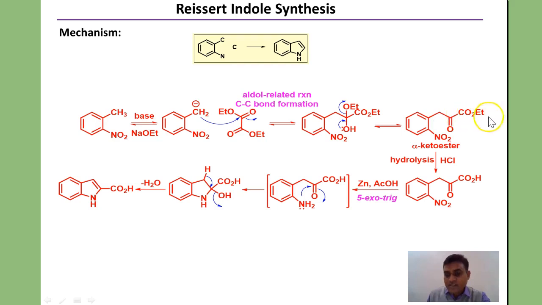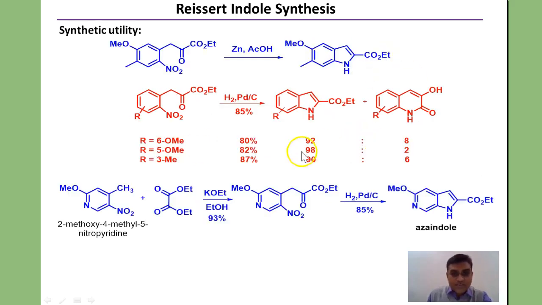On hydrolysis, this ester is converted into carboxylic acid. Under reductive conditions, zinc and acetic acid, NO2 is reduced to NH2, and NH2 attacks the carbonyl carbon atom. We get a 5-exo-trig cyclization to form this compound, and later on dehydration occurs and we get indole-2-carboxylic acid. So this is a very simple mechanism of the Reissert indole synthesis. A carbon-carbon bond is formed by an aldol-related process involving a carbanion, and the carbon-nitrogen bond is formed by the reductive cyclization. The NO2 group is reduced to NH2, and then it attacks the carbonyl carbon atom to form a cyclic system here.